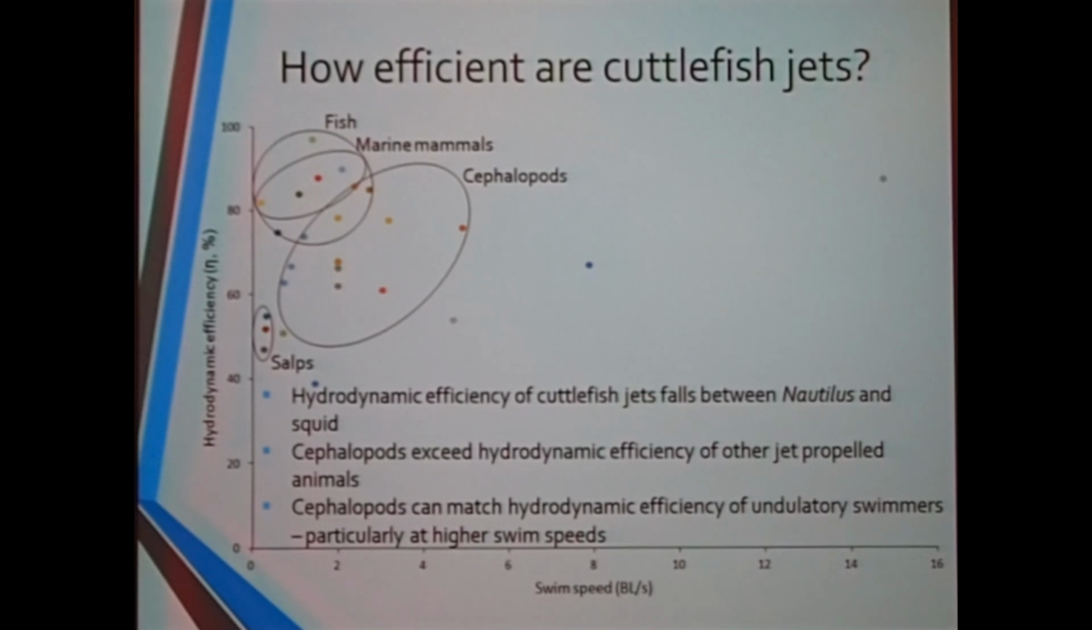Then we want to look at where cuttlefish fit with the rest of the animals. We found that cuttlefish hydrodynamic efficiency falls between that of nautilus and squid. On this diagram, cuttlefish are displayed in orange. We also found, when I looked at all this data, that the efficiency of cephalopods was higher than most of the other jet-propelled animals. I've highlighted the salps here, which are often considered to be the most efficient of jet propellers because they jet propel quite differently to how most animals do. They take water in and it just goes straight through the 2 openings.